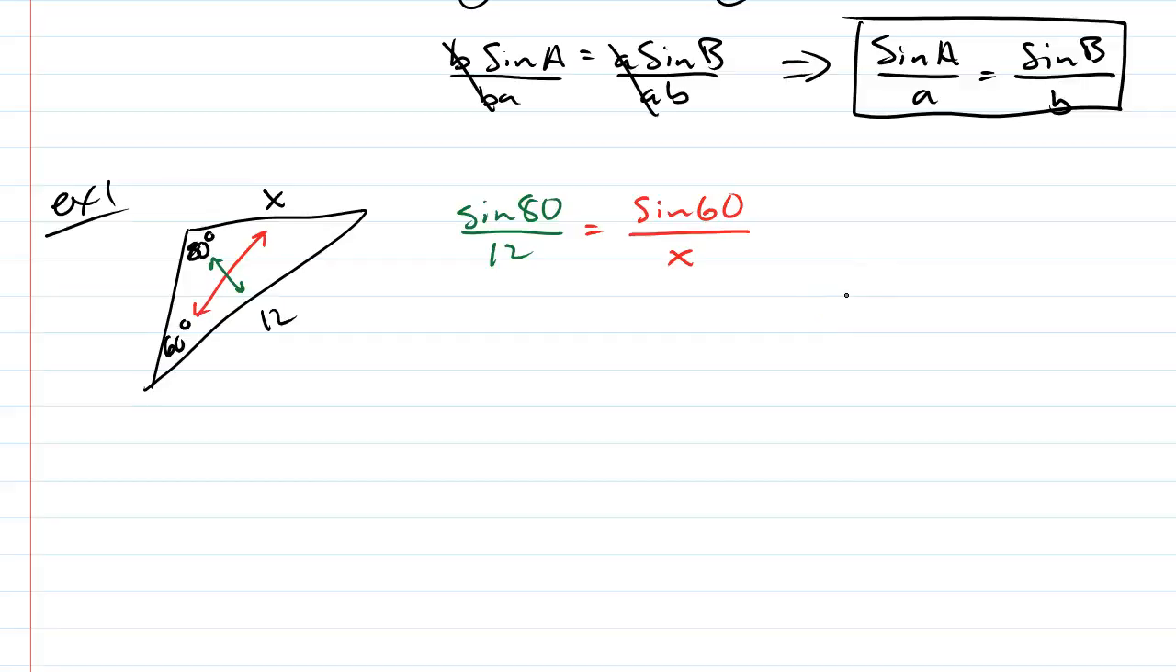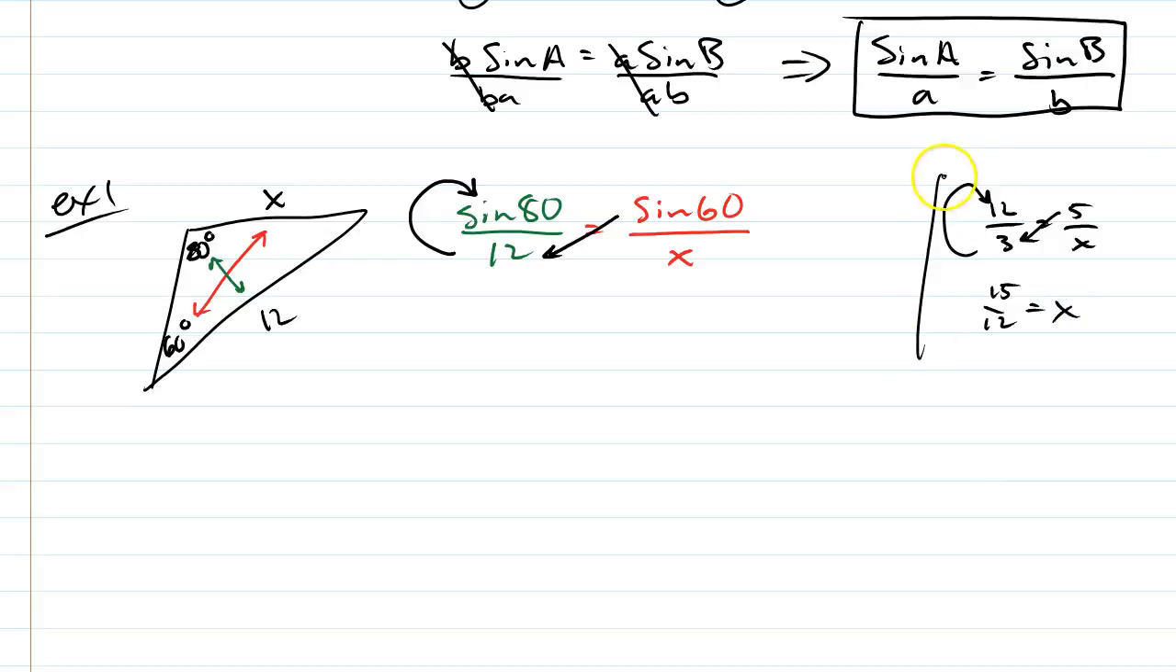But let me show you a trick here. You can cross multiply and then divide by the lonely guy. So really it's going to be sine of 60 times 12 divided by sine of 80. And that's just a quick way to solve proportions. If you ever have like 12 over 3 equals 5 over x, cross multiply 15, divided by the lonely guy 12, equals x. It's just a quick way to figure out those proportions.